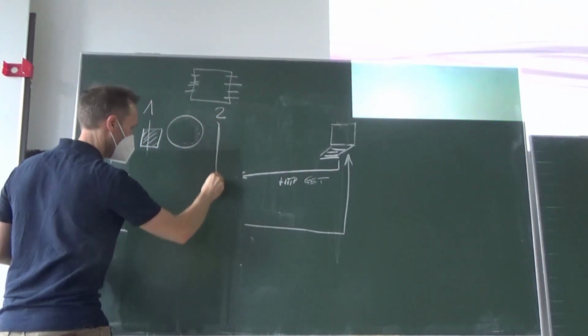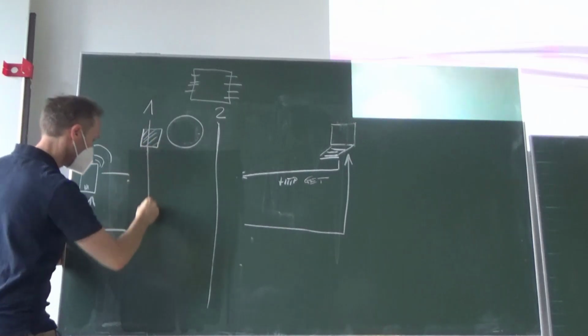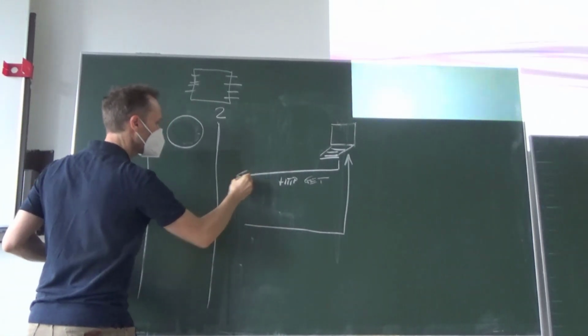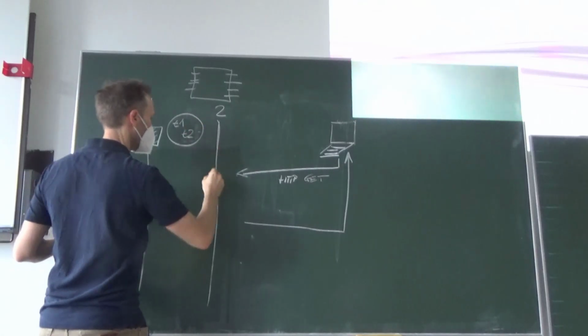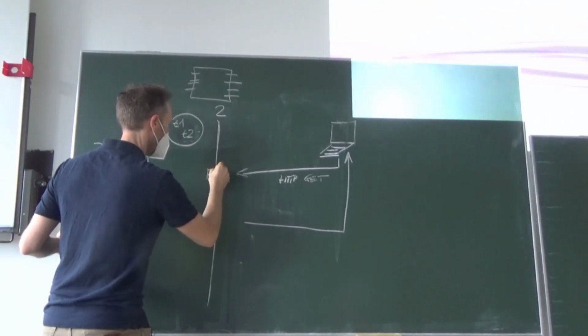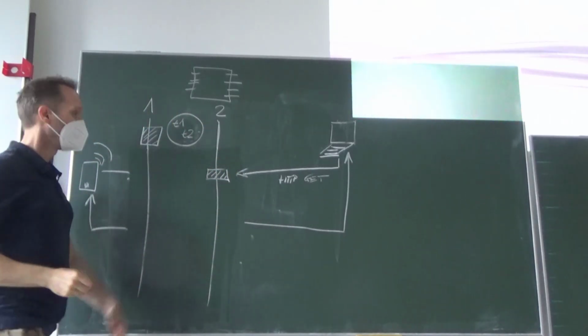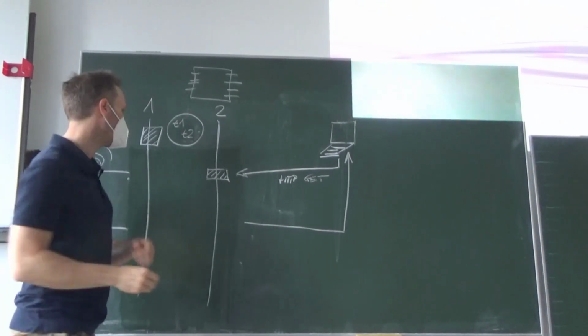So this here is our first CPU. This is our second CPU. And an HTTP GET comes in. This is our thread 1. This is our thread 2. So here we have a thread processing the incoming HTTP GET.